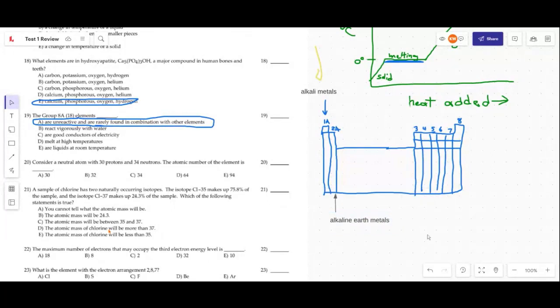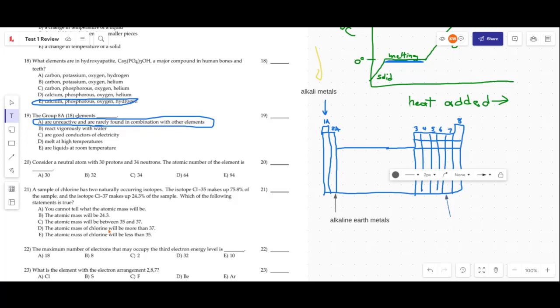Now, you don't have to know all of these groups, but the important ones are the alkali metals, the alkaline earth metals, and the halogens. The halogens are going to be these guys, group 7A. And these are also really, really very reactive, very dangerous.